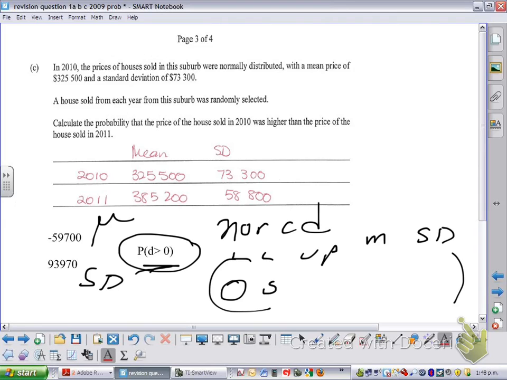So I'm going to put some crazy thing in, like 500,000. And then the mean, which is negative 59700, and the standard deviation, which is 93970. That's what's going to go into the calculator, and that's what you put in.